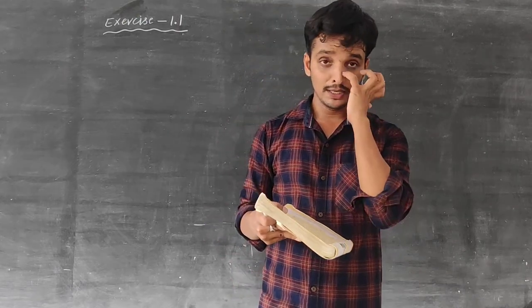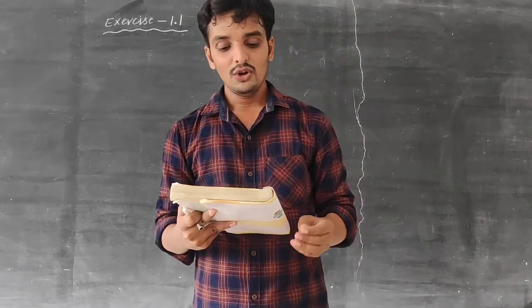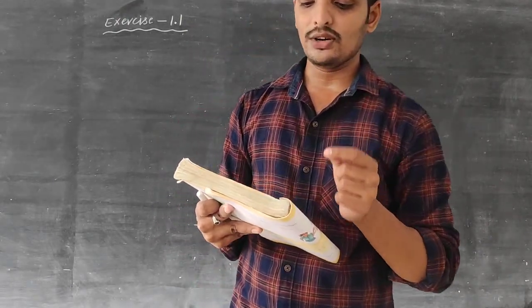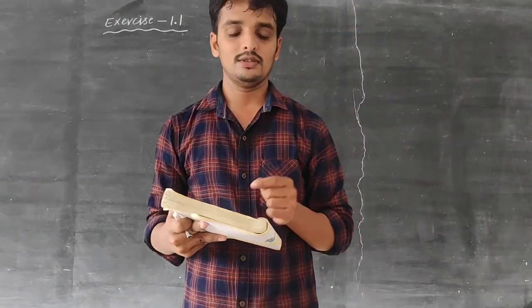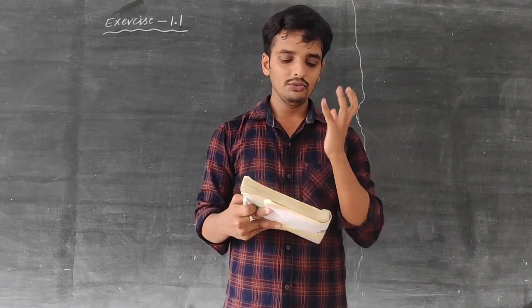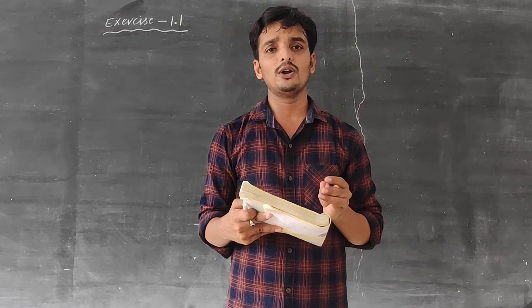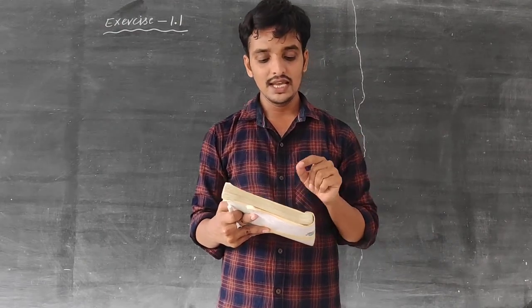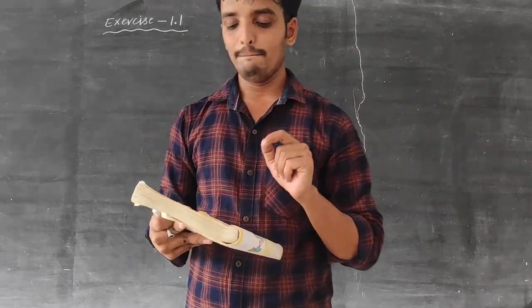Now we are coming to the second Roman. Give one example each to the following statements. Write in your notes. The first statement is: a number which is rational but not an integer.